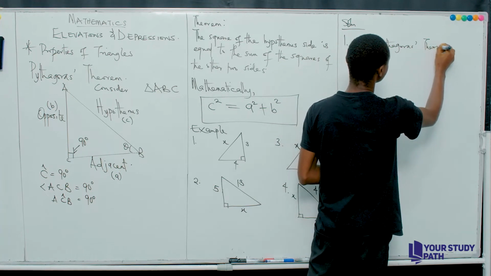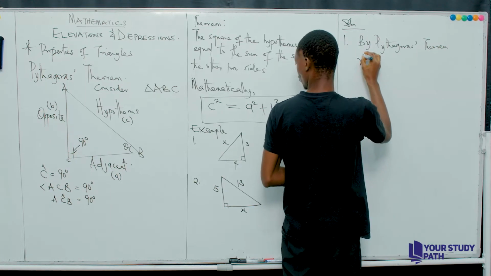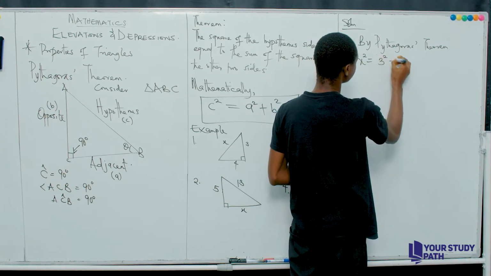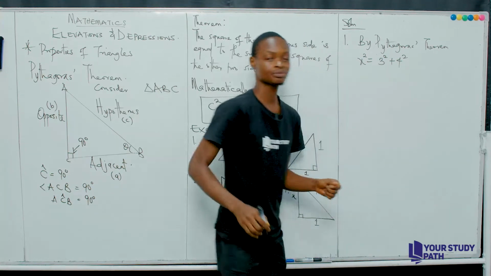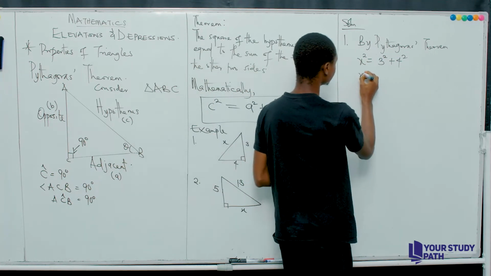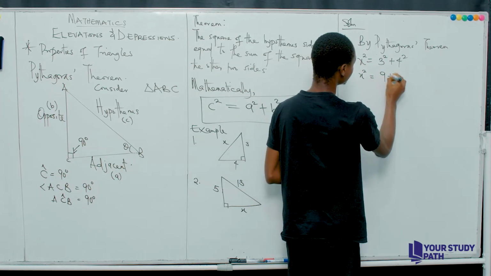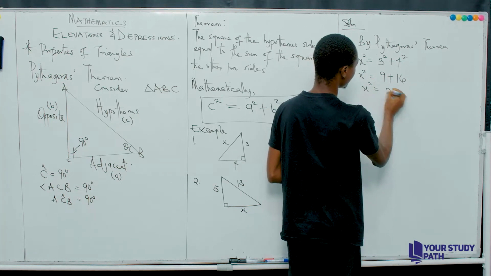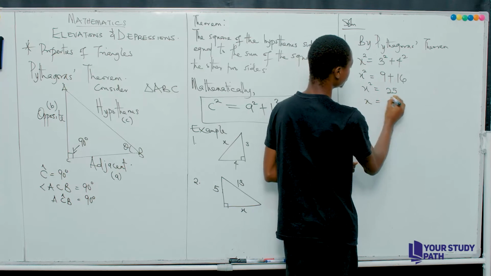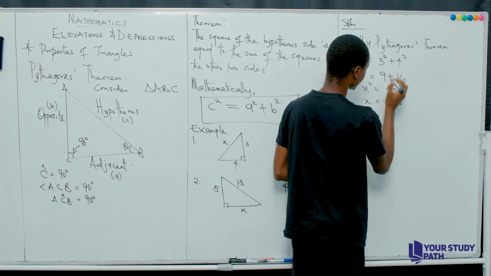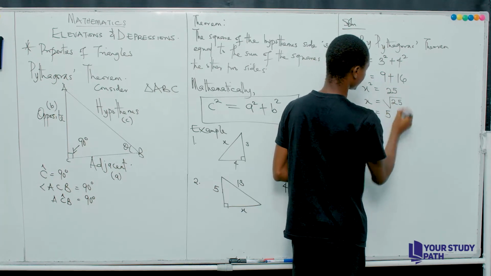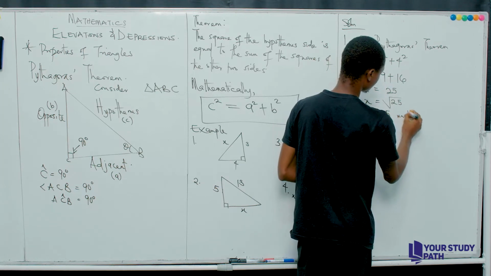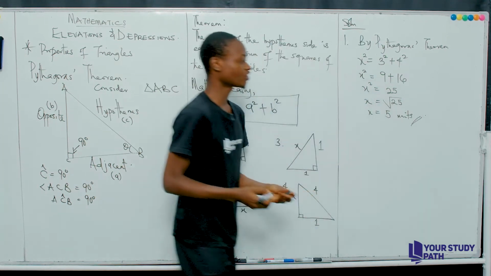we are simply going to say that x squared will be equal to 3 squared plus 4 squared. So x squared will be equal to 9 plus 16. X squared will be equal to 25. So x will simply be the square root of 25. So x will be equal to 5 units, right? Because we have no other mode of reference.